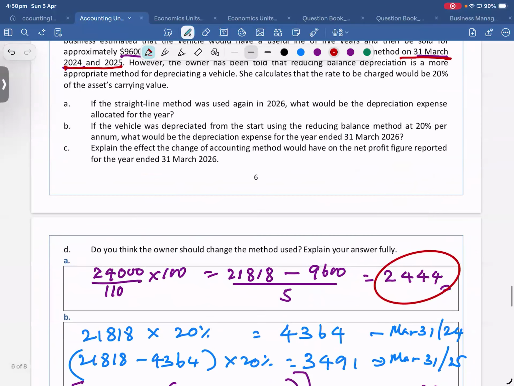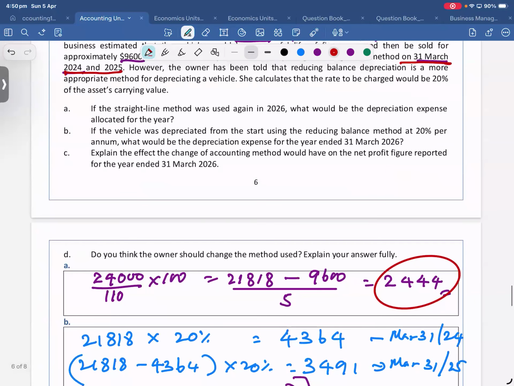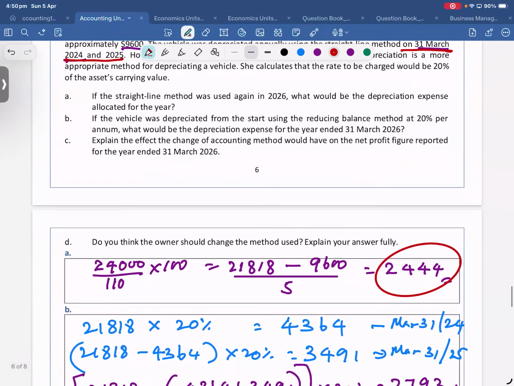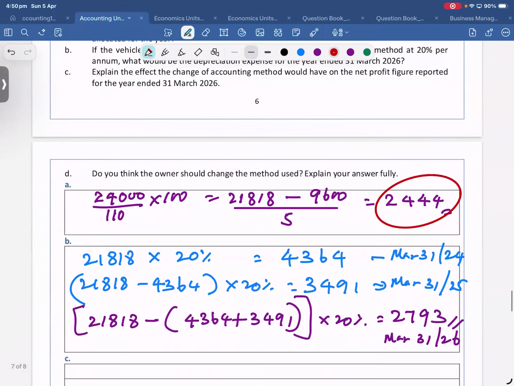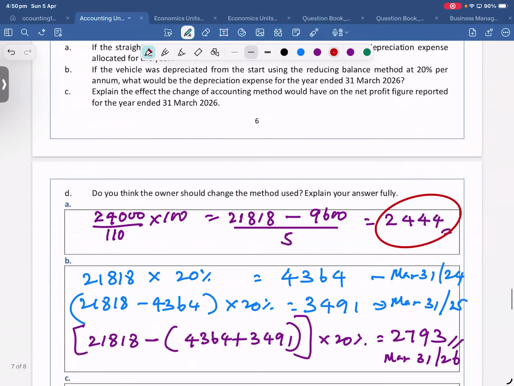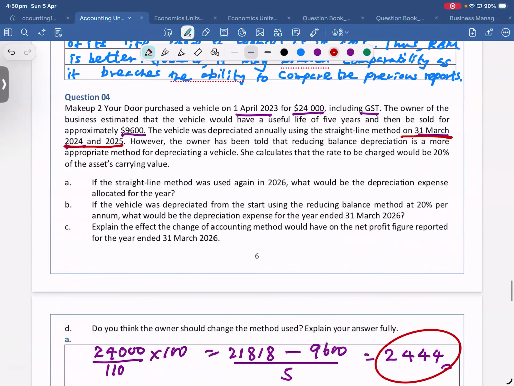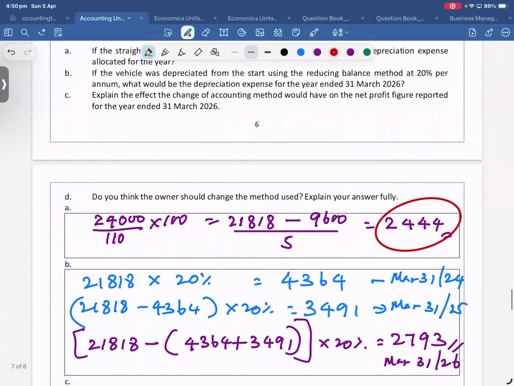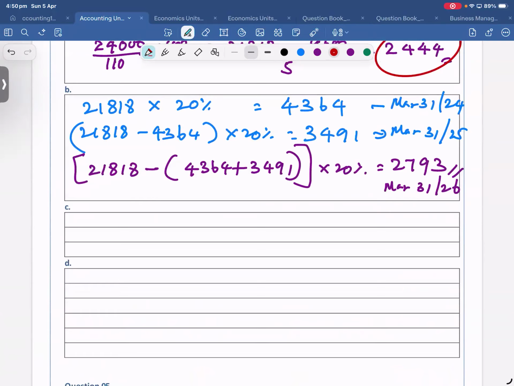And then what happens? Expense increases. By how much? 349. So what will happen, guys? The net profit decreases.